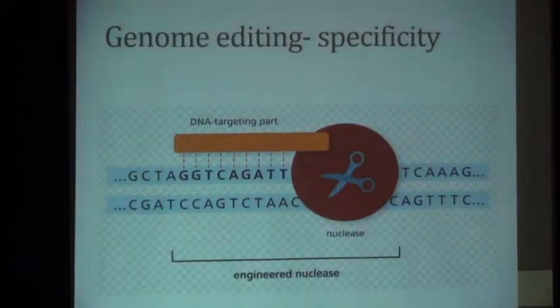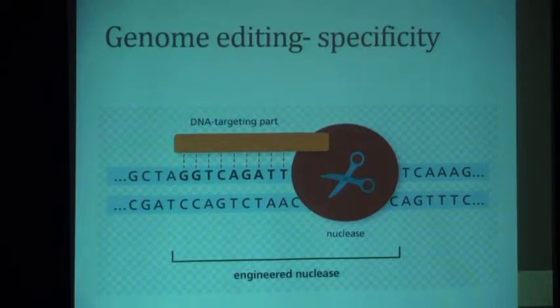Well, there's lots of different technologies. I'm going to focus on the CRISPR-Cas9 technology, which probably a lot of you are familiar with. Essentially, it's using nucleases combined with a DNA targeting part. So you're using something that can cut double-stranded DNA, but you're targeting it to specific areas of the genome.